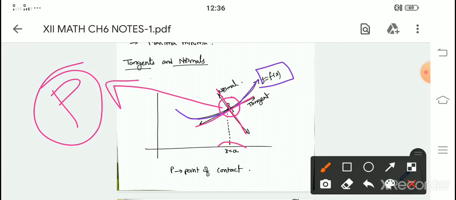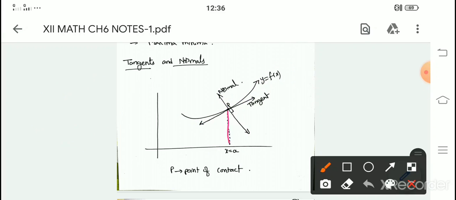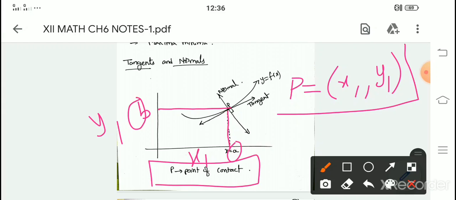And here is the point x is equal to A I have taken. That time the x coordinate of that point is A, and sometimes they may give you the y coordinate also, you can take B. Most of the time, the point of contact I assume as x1 comma y1 instead of A, B. So that P is called the point of contact. The point of contact we always denote with x1 y1 unless otherwise they state. If they don't give, we take the point of contact as x1 y1.